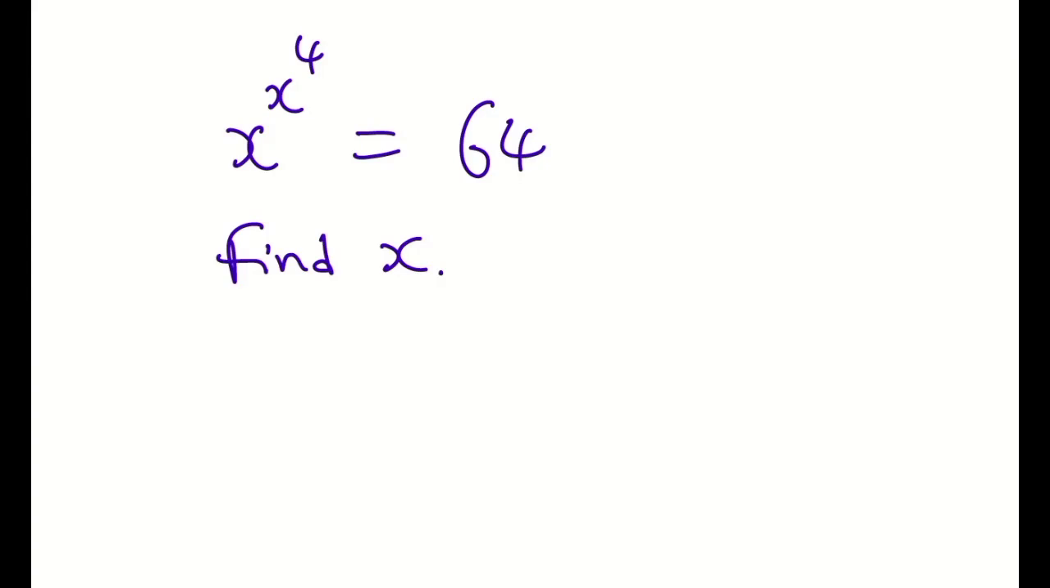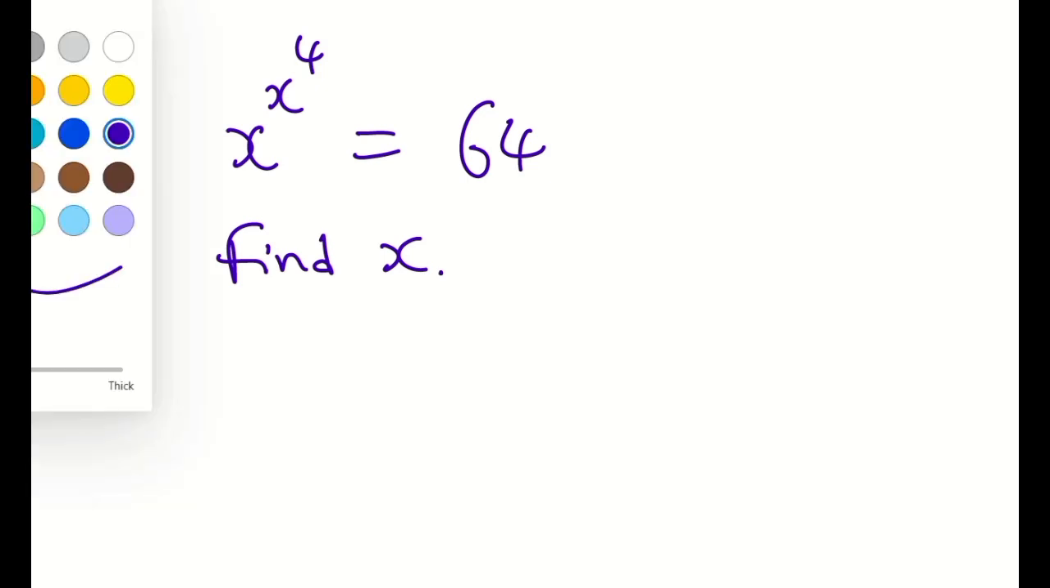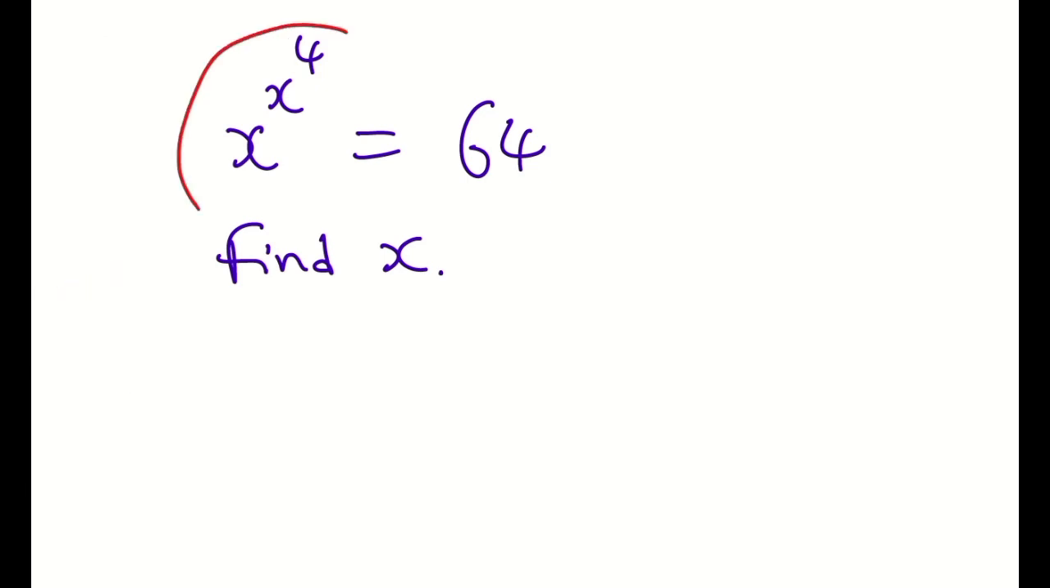So this is a Math Olympiad question and we want to find the value of x. So let's proceed. Now this is x raised to the power of x raised to the power of 4 is equal to what? 64. If you observe closely, you will see that this is x and this is x raised to the power of 4.